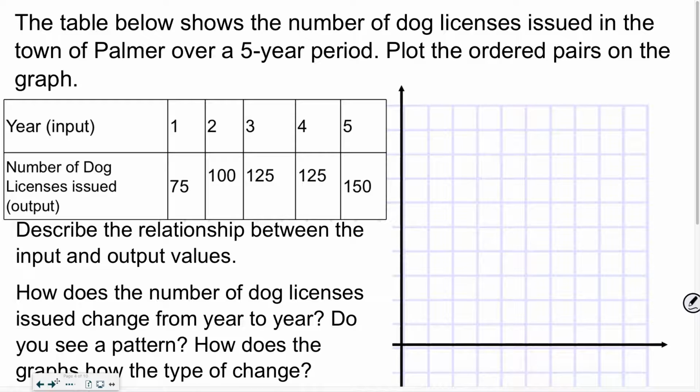Okay? So if I don't have a way of plotting that, like y-intercept and that slope, how could you get a line here? How can you use the table to create a line? What could you do? So we have 1 year, 75 licenses, 2 years, 100, 3 years, 1. How do we get a line out of that?